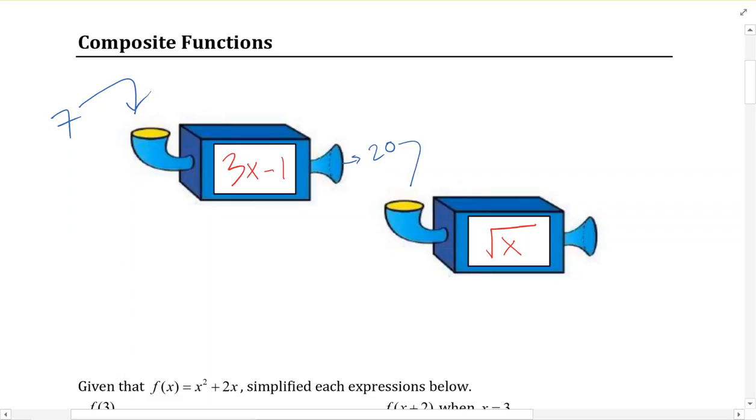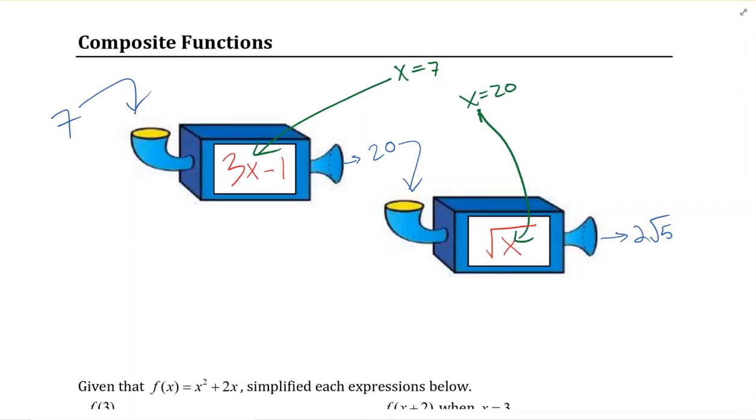That new output becomes the input for the second function. And our final output after we go through two different functions, in this case is going to be 2 square root of 5. A couple of things to note about these two functions. So first of all, you'll note that x meant two different things in these two functions. Here x was equal to 7, but here x was equal to 20. So it's important to note with both of these, the notation uses the same variable, but in each case x equaled a different thing within the same problem.